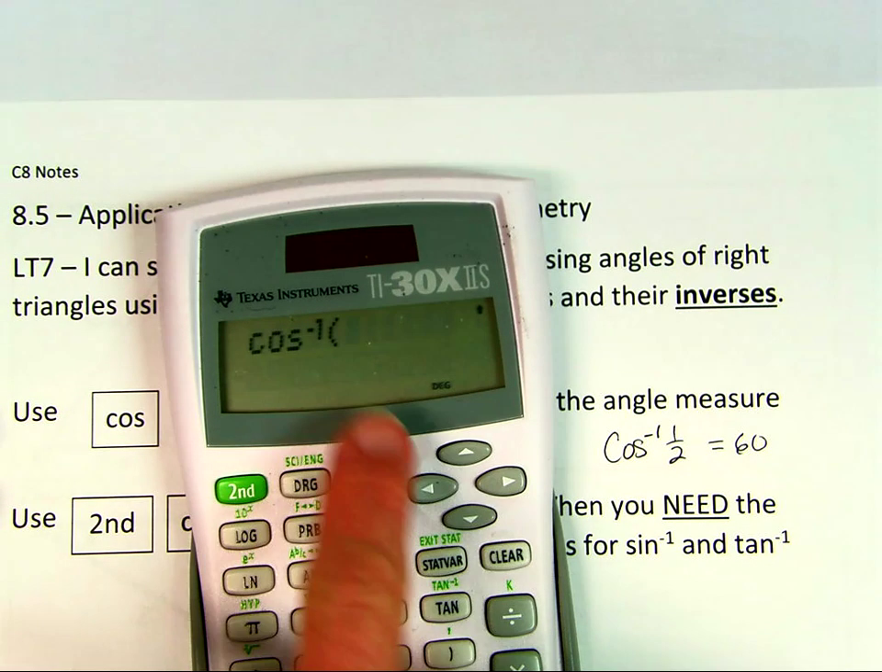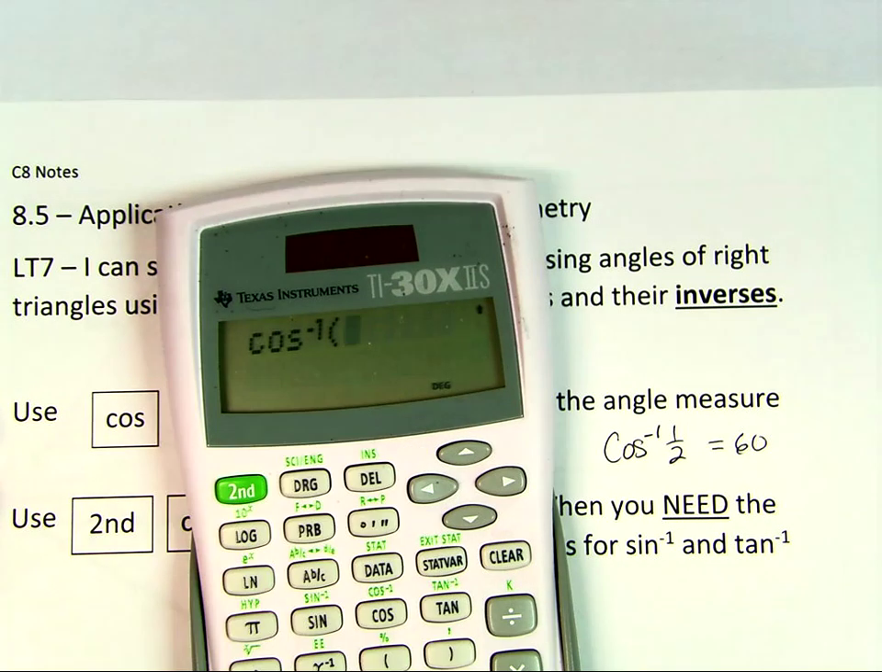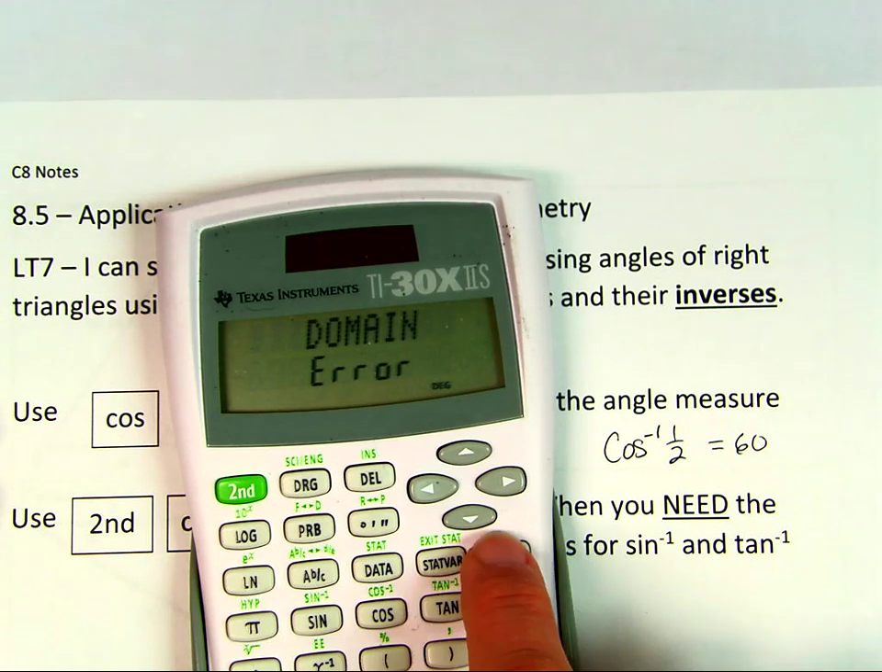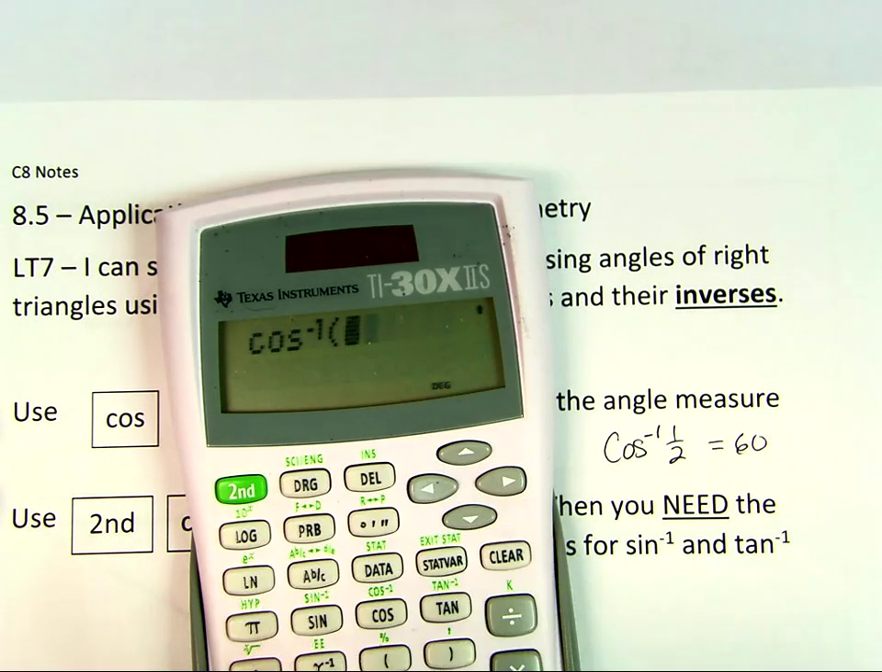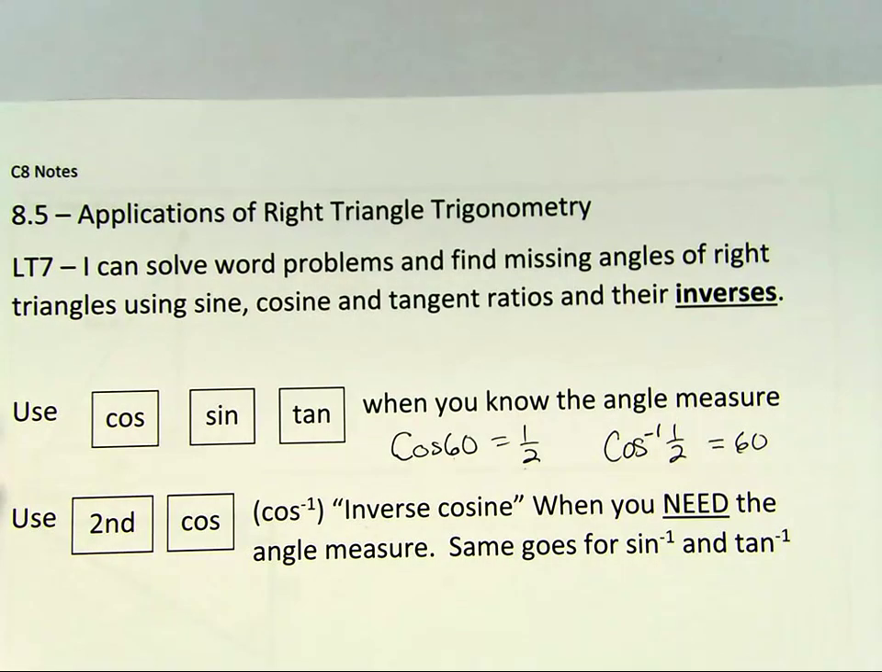And remember, we don't put the angle in there. We put the ratio in there. In fact, look what happens when I put 60 in there. It tells me I have an error. So we don't want to do that. We're going to go back and we're going to put the 1/2 in there, and we're going to get 60. So when the inverse of cosine, it's saying, hey, what angle would I have to get in order to get a ratio of 1/2 for cosine? And the answer is 60.